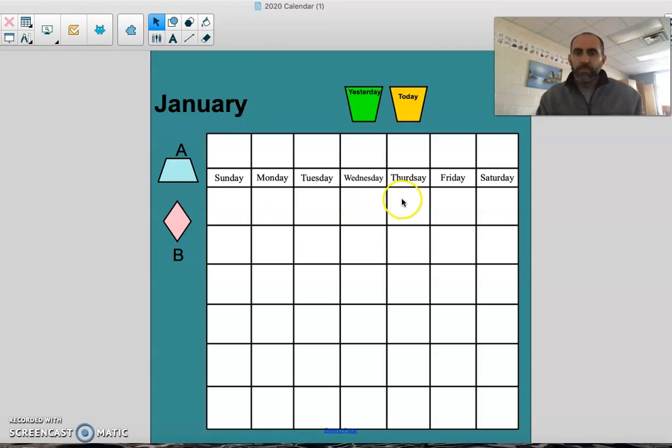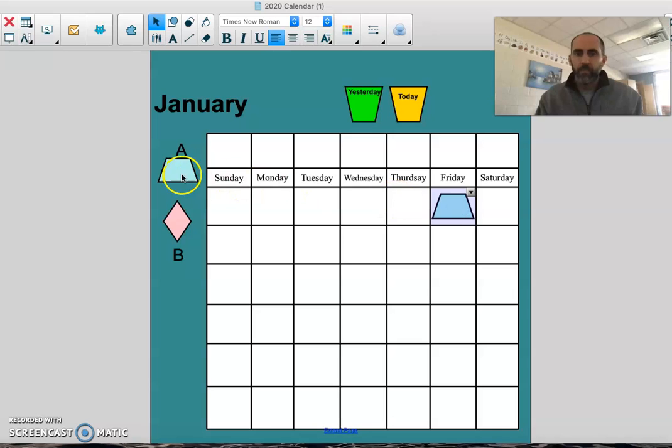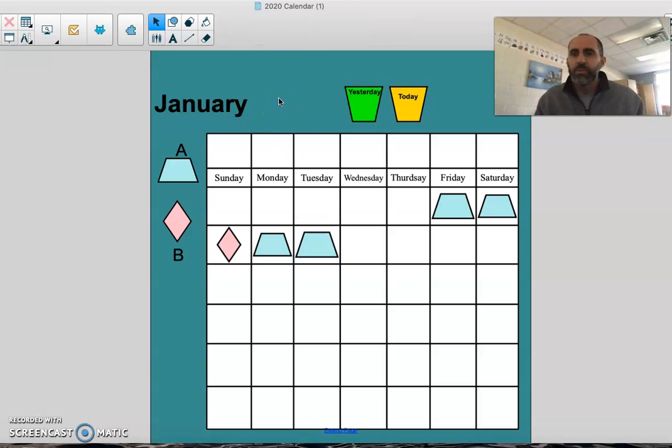And then let's get to it. So we're going to do an AAB pattern. So the first day is going to be here. So A, and then B. And then we need an A, and another A. And then we are caught up with our pattern to today. So this is our day today, Tuesday.